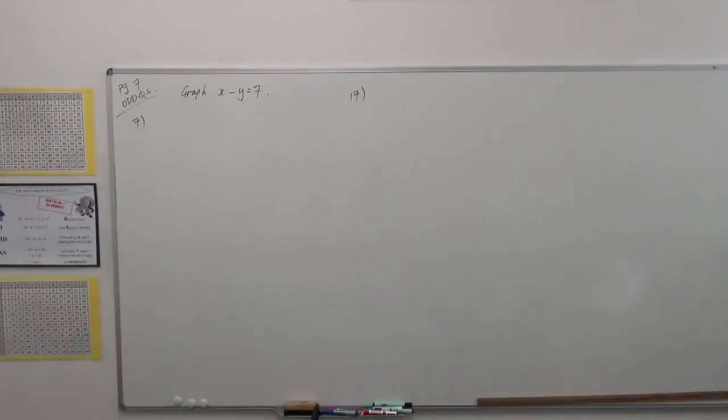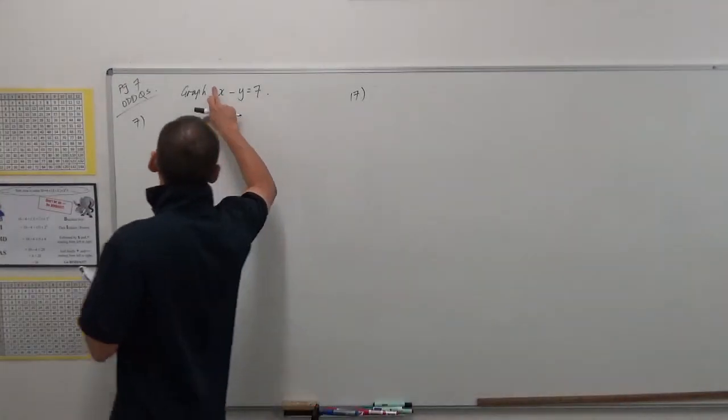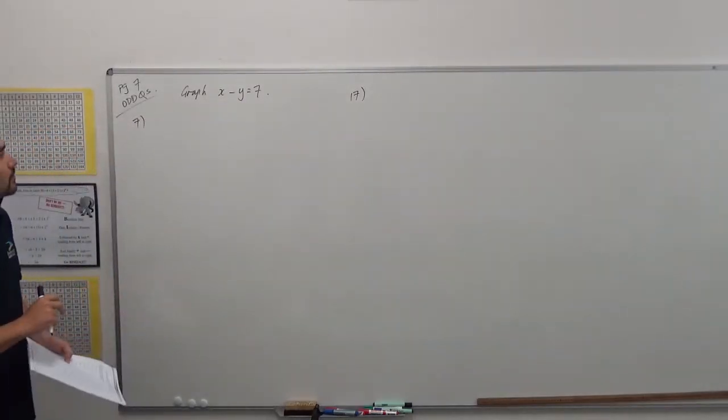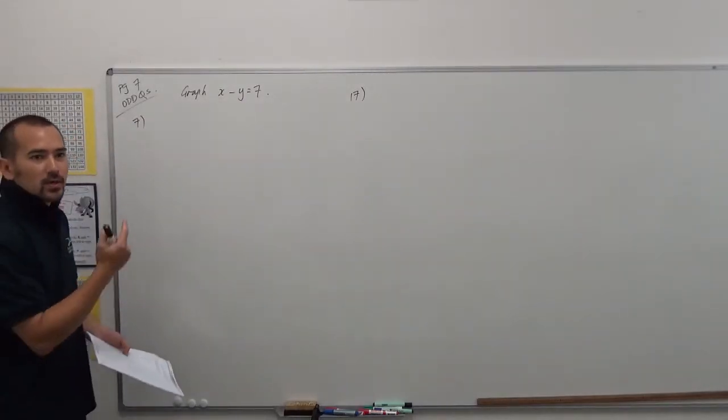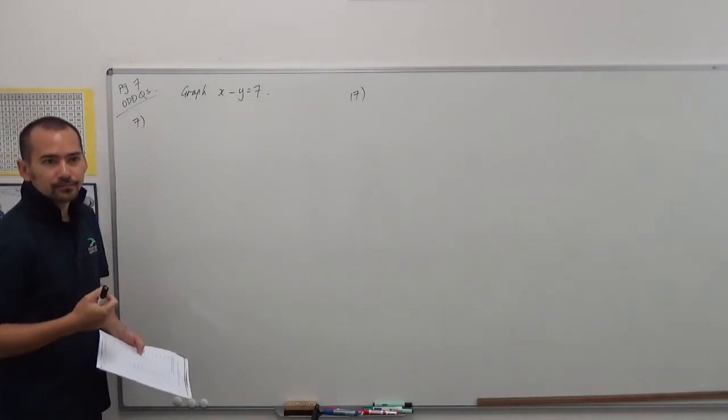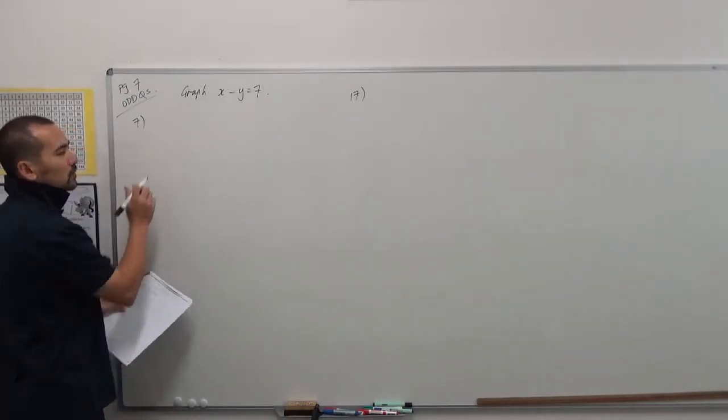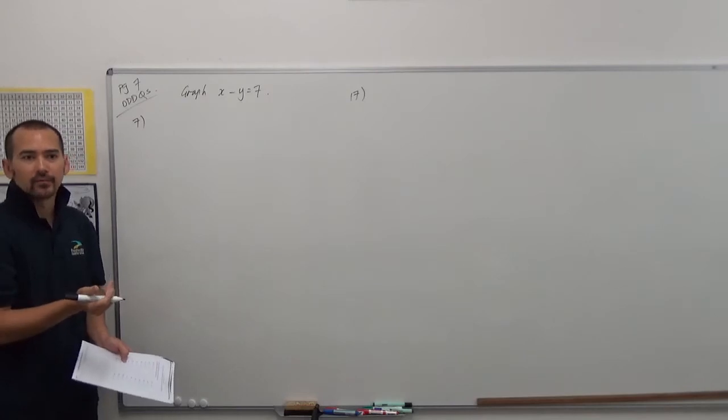Okay, so let's have a go at this one. We're going to graph x take away y is equal to 7. So, is this in standard form? No, it's not. So let's rearrange the equation to make it into standard form first.